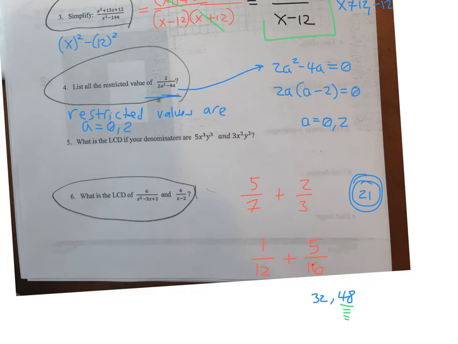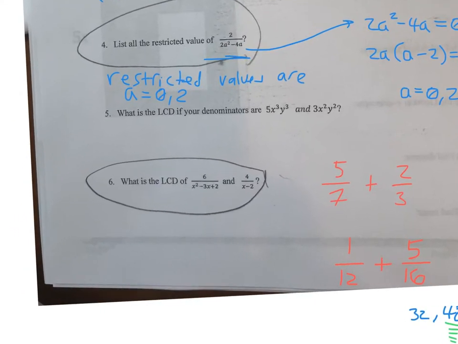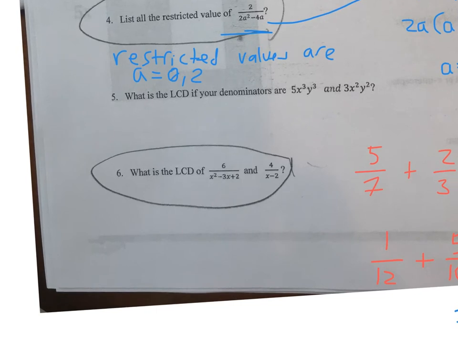Keep multiplying the larger number by stuff until you get something that 12 goes into. Now, when it comes to these, what you have to do is just factor one or both of them, and then take things from there. So we're going to factor it first.